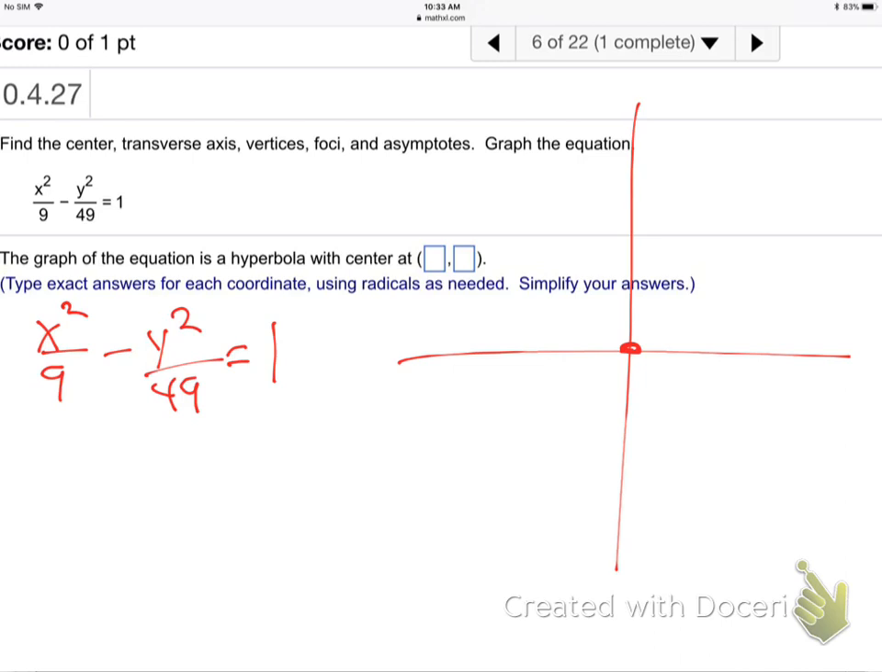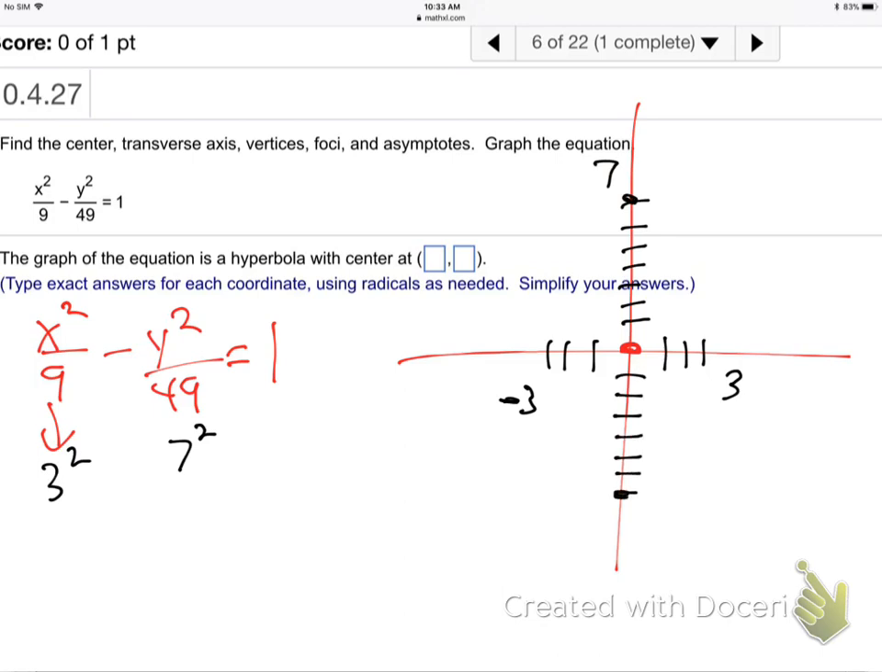How we doing? We okay? So when we make the dotted box, what does the 9 that's under there mean? That's 3 squared. So that means right and left 3 for the dotted box. So right 3, left 3, and then this is 7 squared. So that's up 7, 1, 2, 3, 4, 5, 6, 7. Up 7, down 7. And then just make the dotted box. Like that.